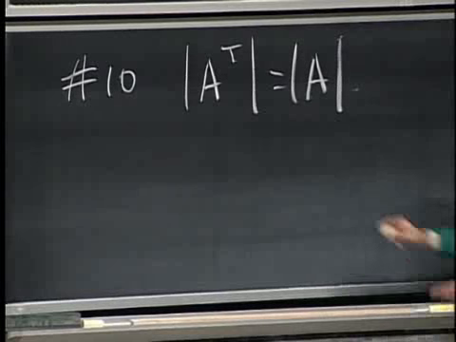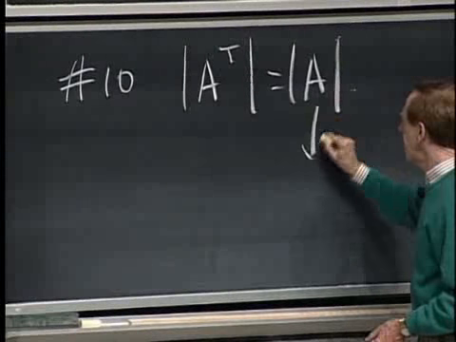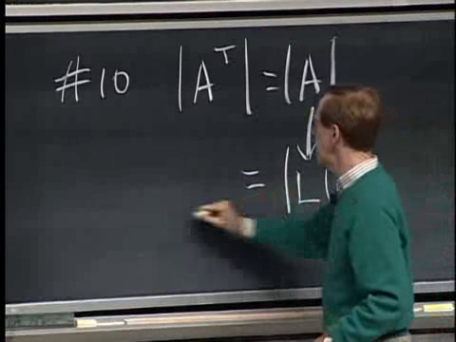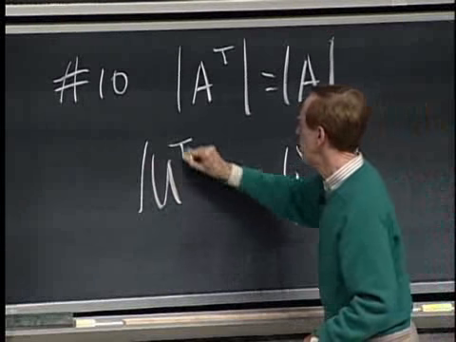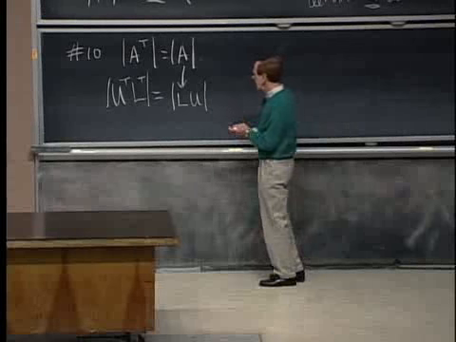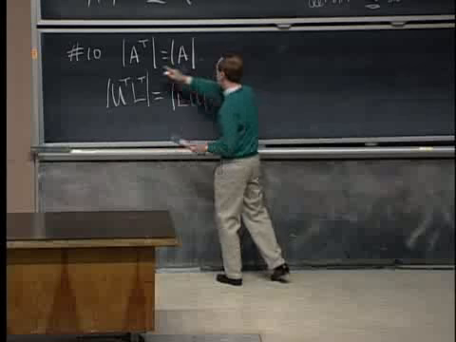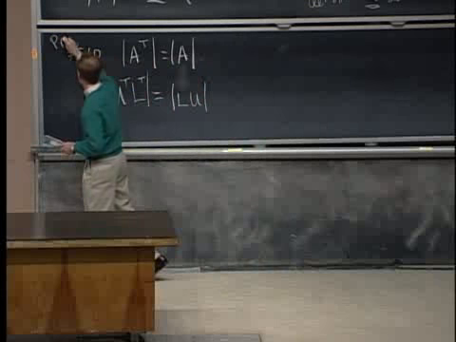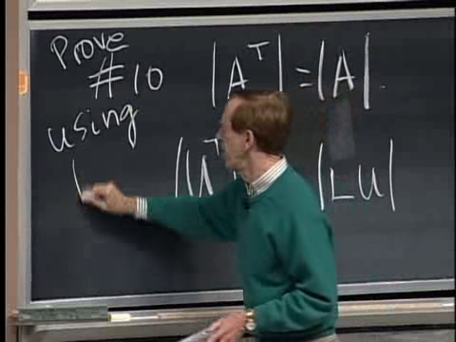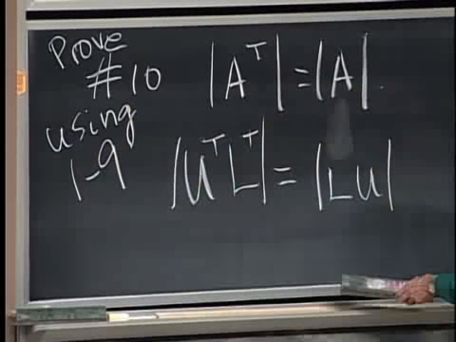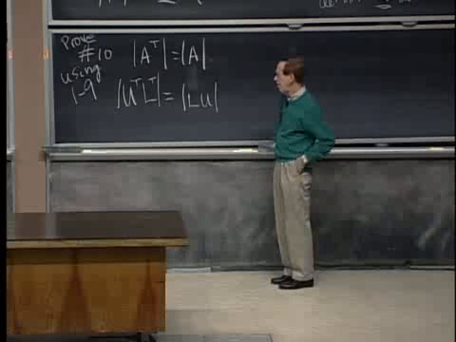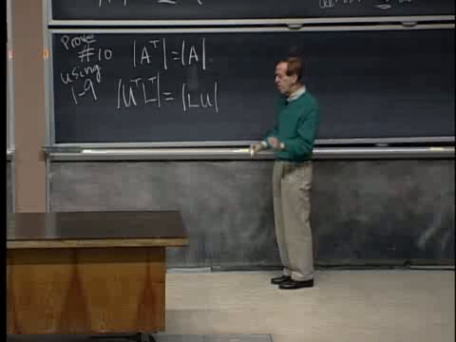a typical matrix A, if I use elimination, factors into LU. And the transpose is U transpose L transpose. This is to prove. So this is prove number 10 using, well, I don't know which ones I'll use, so I'll put them all in, 1 to 9. OK. I'm going to prove number 10 by using 1 to 9. I won't cover every case, but I'll cover almost every case.